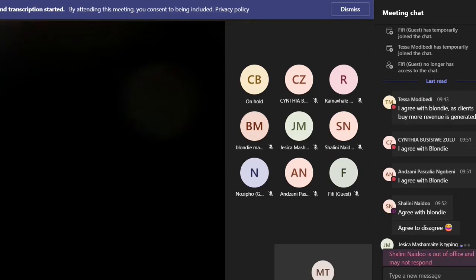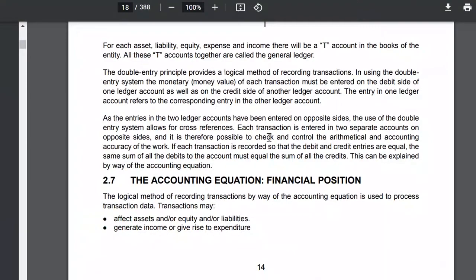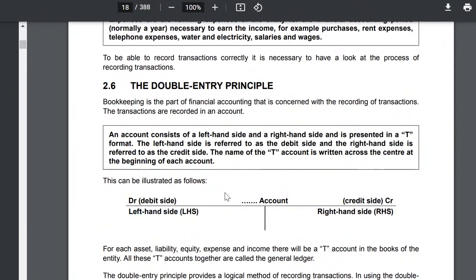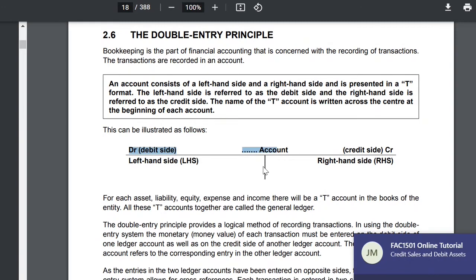And the answer is, Blondie said that the sales, the income, will be credited in the general ledger, and the bank will be debited in the general ledger. So I just want to show you this. Look at page 14 of your study guide. Page 14 is illustrated as this: credit sales and debit sales.